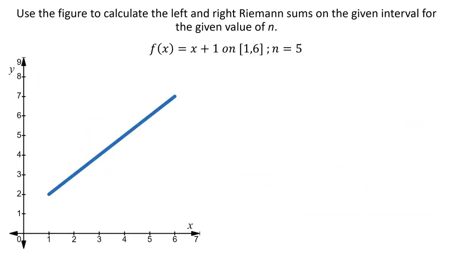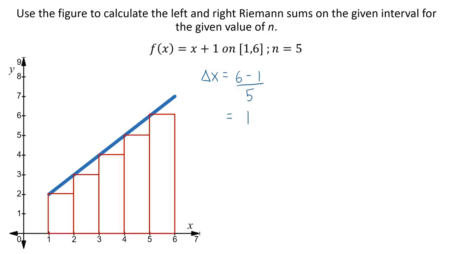In this example, we're asked to use the figure to calculate the left and right Riemann sums on the given interval for the given value of n. And here we have the function f of x equals x plus 1 on the interval from 1 to 6. And we need to divide this interval into 5 subintervals. So we know the width of each rectangle, or our delta x, is equal to the total length of the interval, which is 6 minus 1, and we need to divide that into 5 subintervals. So that means the width of each rectangle will be 1 unit.